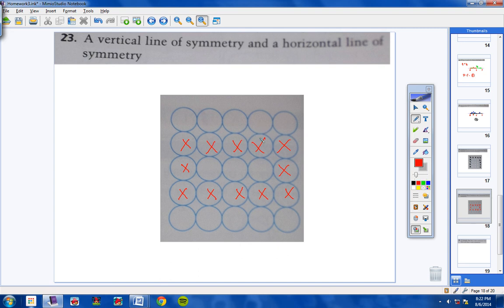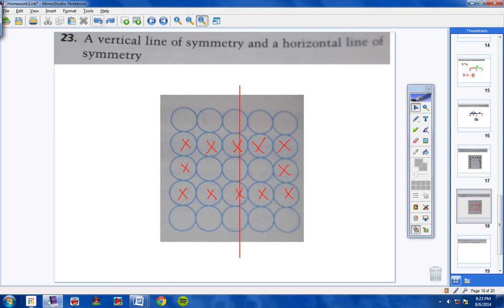I mean, if I were to draw a vertical line right through here, and I know it's not the best vertical line, but you get the idea, and fold this thing right over on top of this side over here, all of these x's here would fall right on top of x's over here.